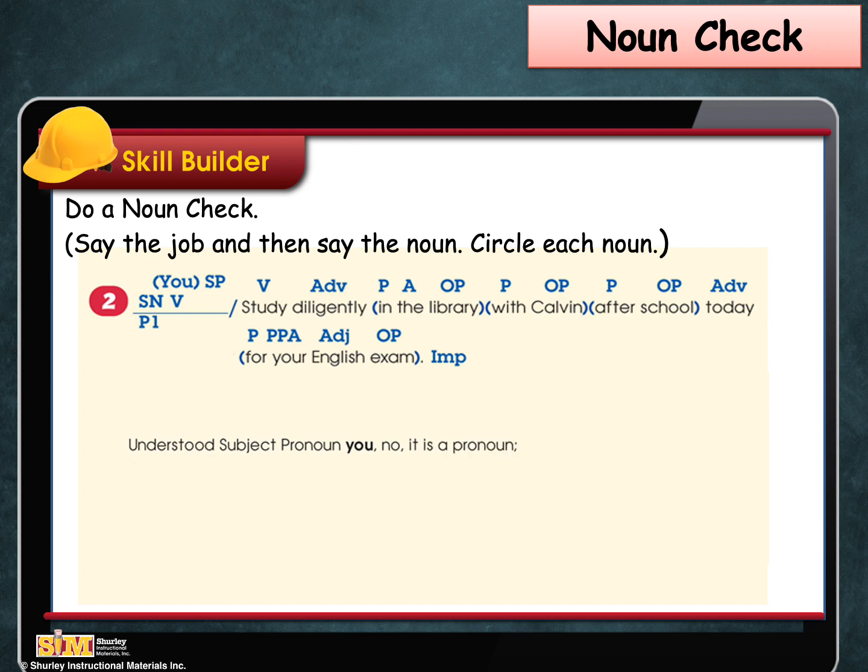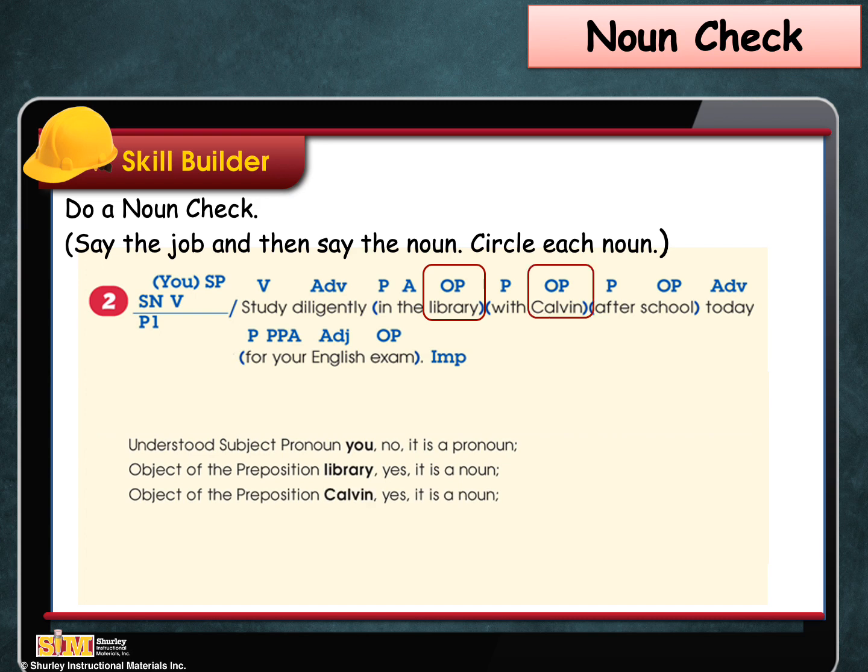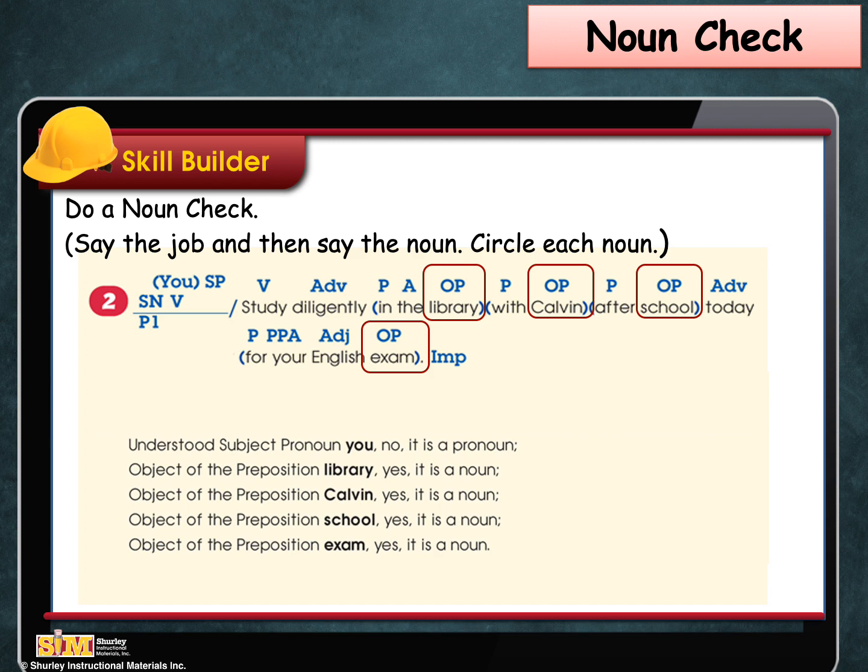No. It is a pronoun. Object of the preposition, library. Yes, it is a noun. Object of the preposition, Calvin. Yes, it is a noun. Object of the preposition, school. Yes, it is a noun. Object of the preposition, exam. Yes, it is a noun.